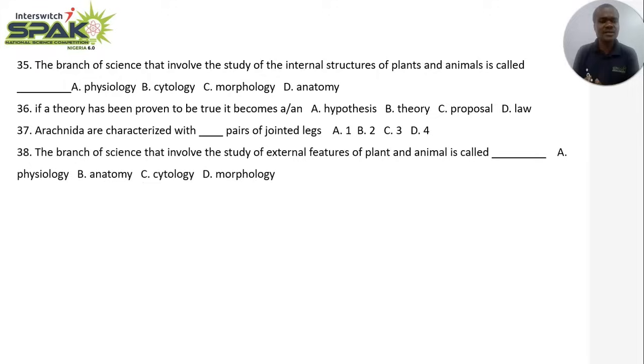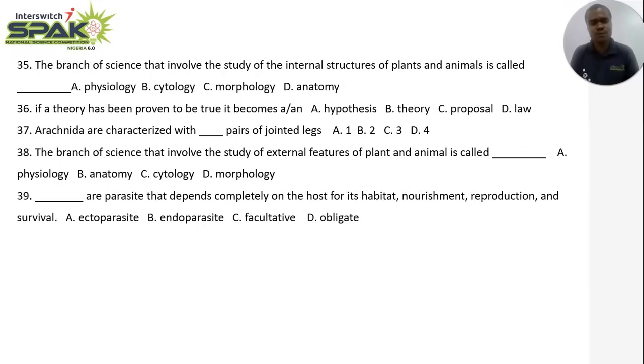The branch of science that involves the study of external features of plant and animal is called dash. See, physiology, as we explained in page 35 above. Anatomy deals with internal. Cytology, study of cell. Morphology is the branch of biology that involves the study of external features, whether plant or animal. So we talk about plant morphology, animal morphology.